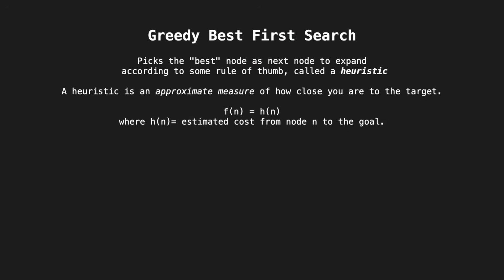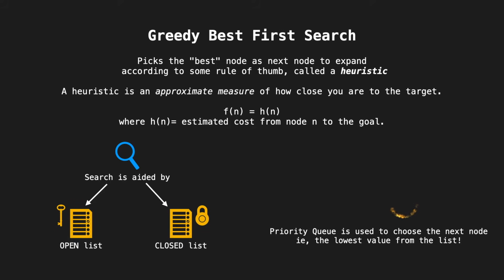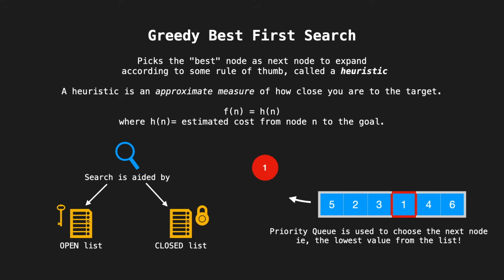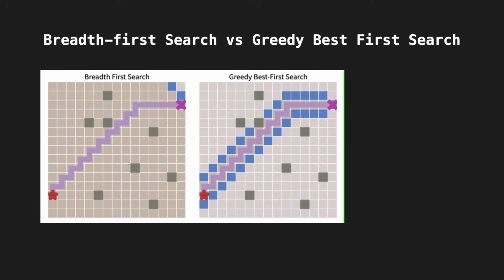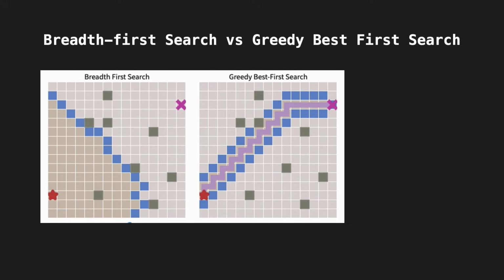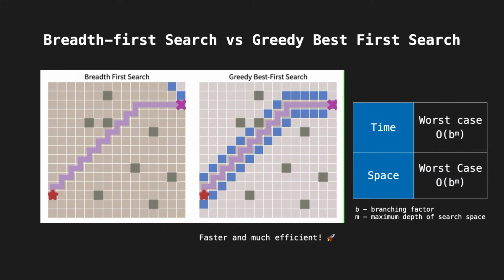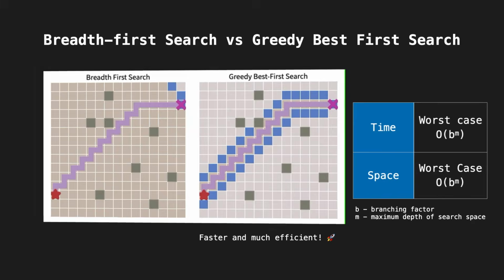Greedy best first search picks the next best node using the heuristic. Here, the search is aided by an open list, a list of unvisited nodes, and a closed list, a list of visited nodes. This search uses a priority queue to choose the next lowest value from the open list. Here, we can clearly see how greedy best first search differs from breadth first search. It is much faster and more efficient. We can also see the worst case time complexity and space complexity of greedy best first search.